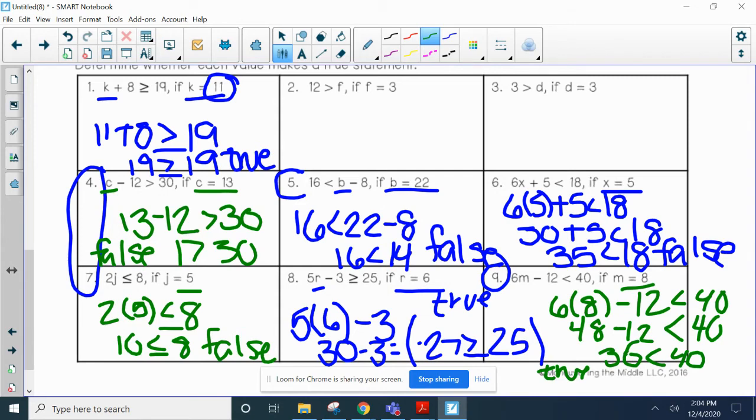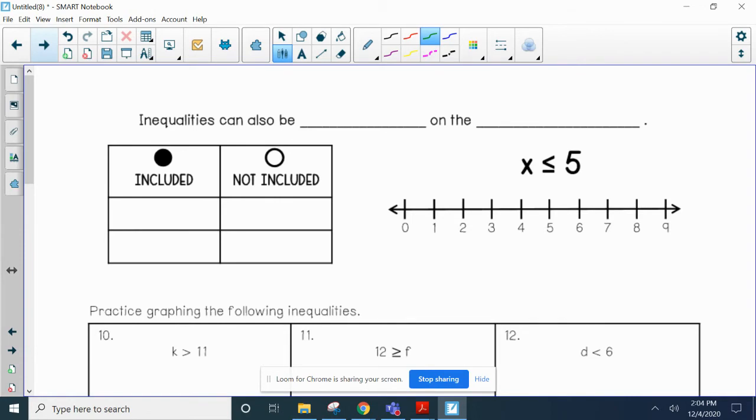Awesome, did we get those? We know how inequalities work. The smaller side means less than. The open side that you're eating with is more than. All right. So, inequalities can also be graphed on a number line.